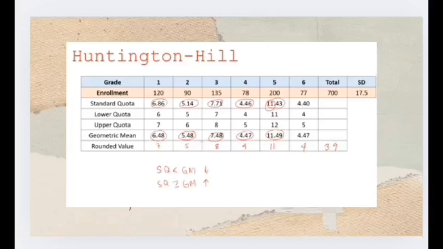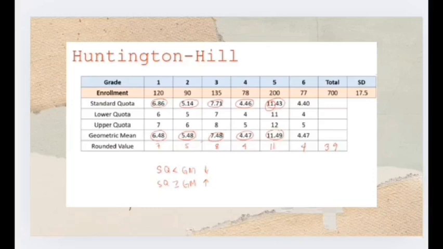Okay, so SD, so paano natin nakuha? Okay, so 700 divide 40. Again, proceed naman tayo sa standard quota. Paano natin nakuha yung standard quota is 120 divide 17.5 is 6.86. Okay, so yung 90, paano natin nakuha? Okay, so 90 divide 17.5 is 5.14. Okay, so yan yung standard quota.